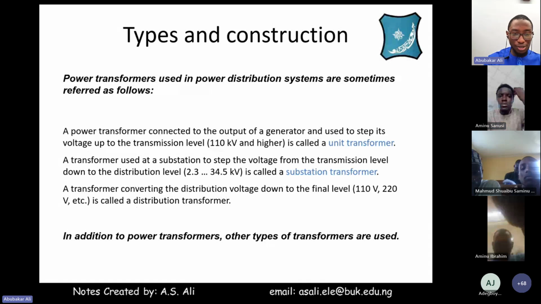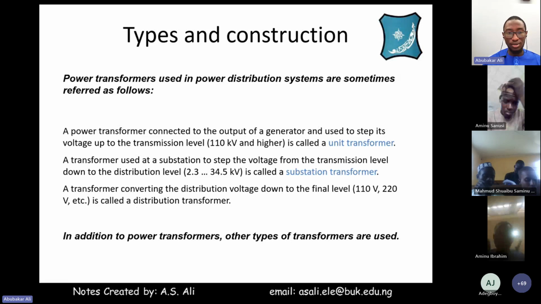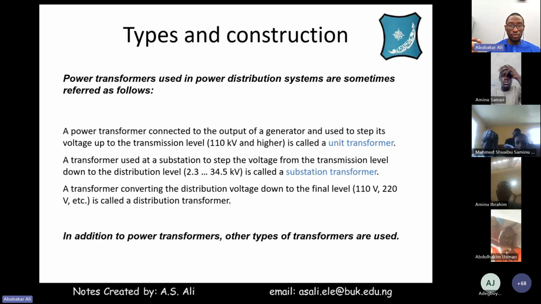Although unit transformers are mostly in the generation stations, because these ones are used to convert the generated voltage, the power in the generation station. We want to step it up, so it will take it up to, let's say, 100 kilovolts and even higher for transmission. So this is the one that will come all the way, maybe from Shiroro Dam, Kainji Dam, from the turbines. So the transformer that steps it up is called a unit transformer.